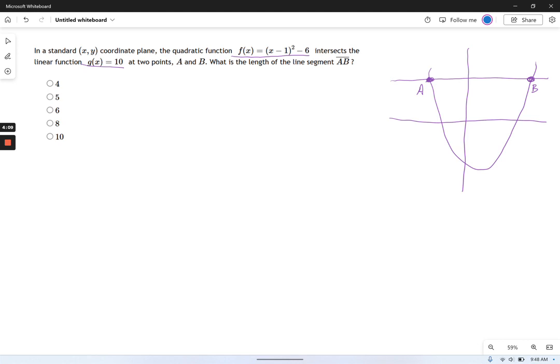Now, if we knew exactly what the x locations were, I'll call this x sub A and x sub B, this would be no problem. We just do x_B minus x_A. That's the point of this problem. We're going to have to find the x locations.